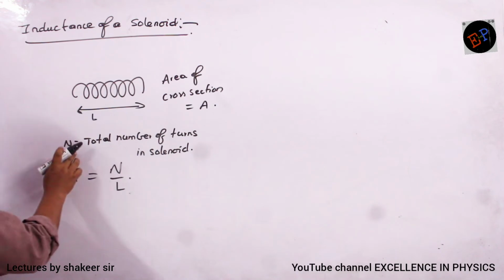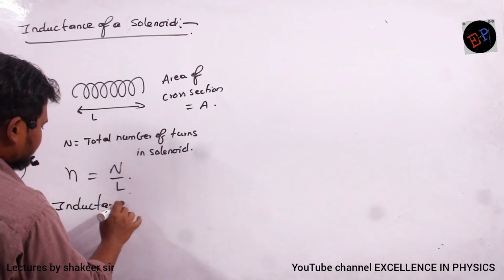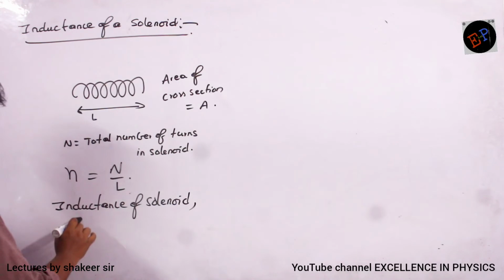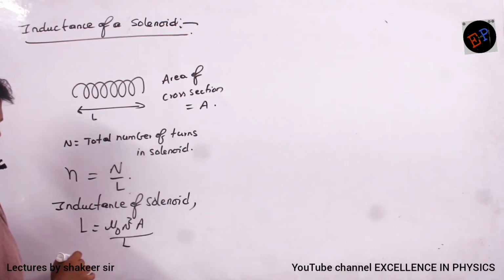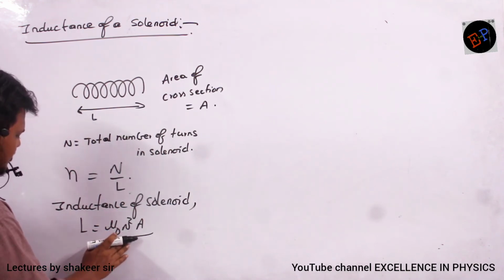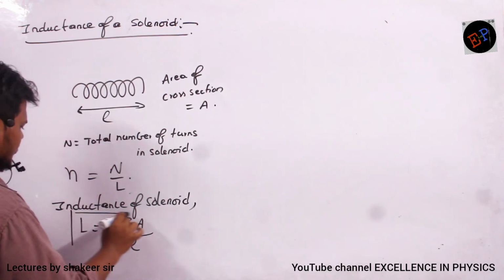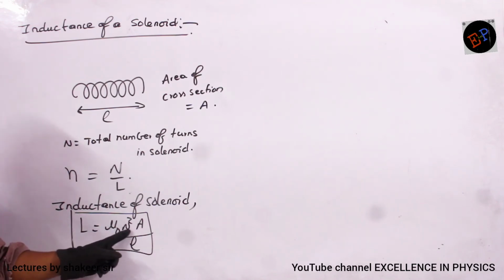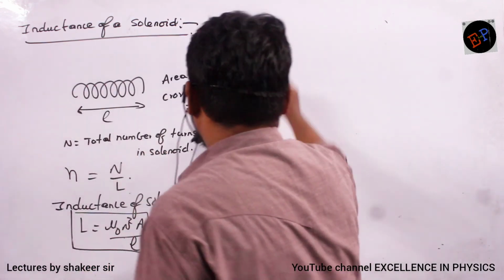So the inductance of a solenoid is given by L is equal to mu naught n square A divided by l. Here l is the length of the conductor. So this is the equation to calculate the inductance of a solenoid: mu naught n square A divided by l. And here we are using capital M. Be careful here, we are not using small m.